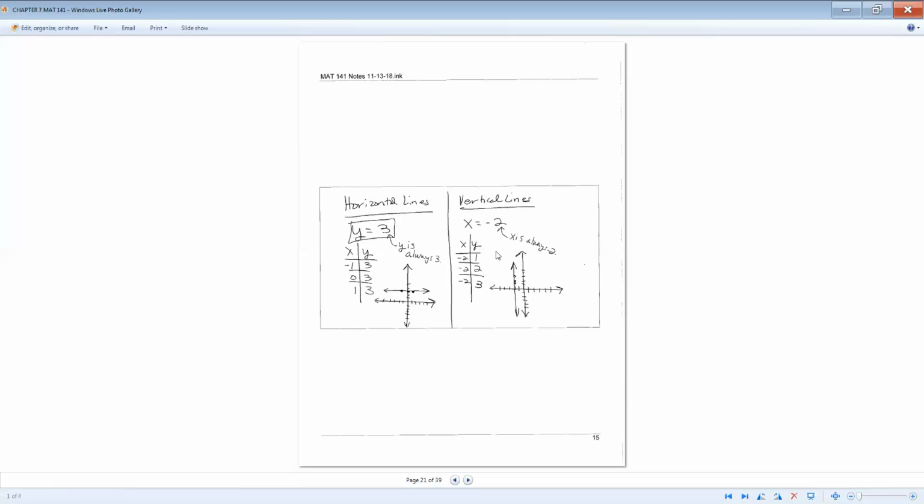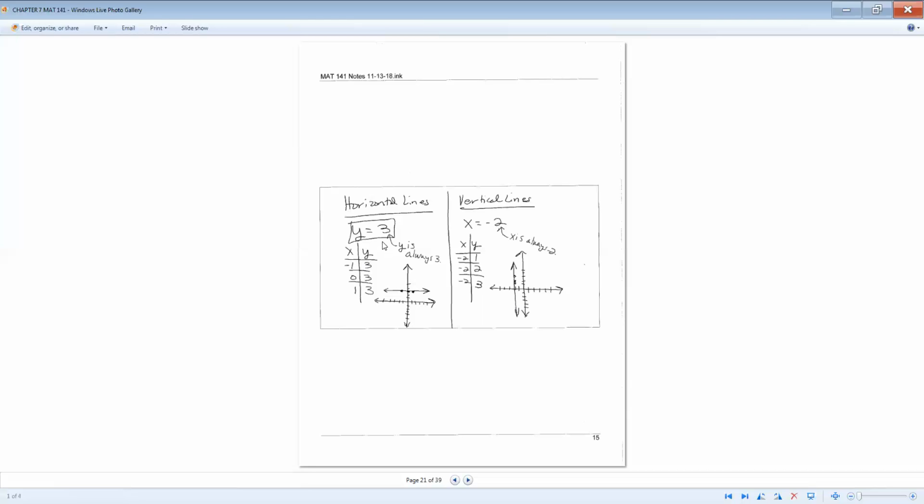X can be anything. Now, when I have x equal to a number, it's the other way around. X is going to be equal to that number, or all your x's will be equal to that number. Y can be anything. So here I have x equal to -2. Notice x is -2 all the way down. I decided to let y be equal to 1, 2, 3. If I were to graph these points, I would get a vertical line at x = -2.